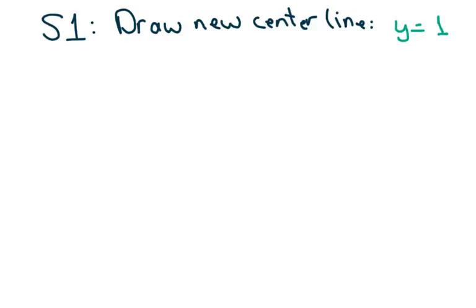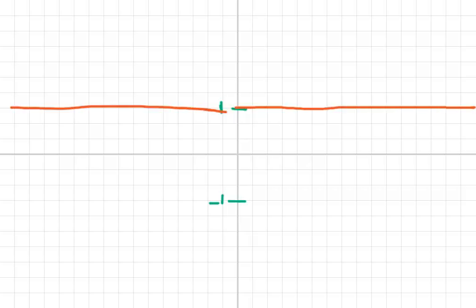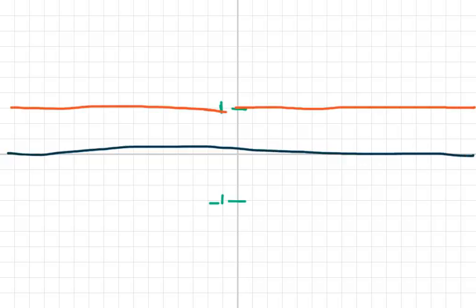What is my amplitude? 2. So I think we can do 1 right about here, and I'll put negative 1 here. My new center line is going to be at y equals 1. Normally, it's at y equals what? 0. So we're shifting this whole thing up by 1.